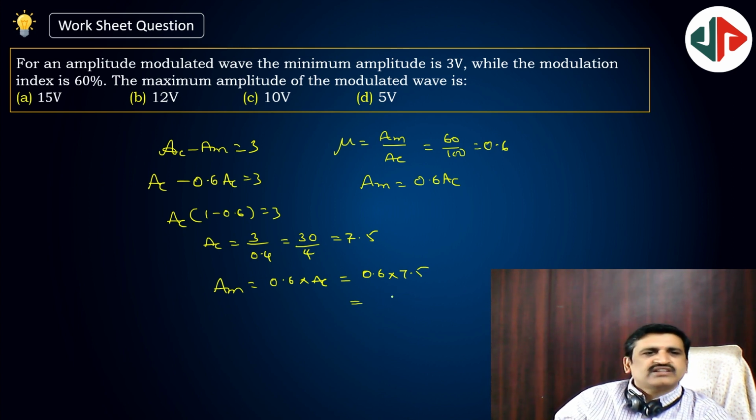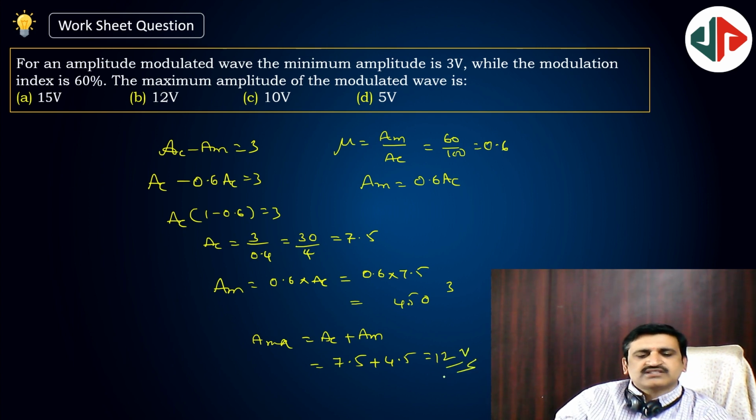After that he is asking the maximum. So this is 45, that means 4.5. Now the maximum is equal to AC plus AM, that means 7.5 plus 4.5, so here it is 12 volts. Yes. Good question.